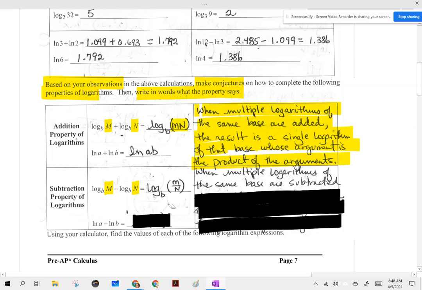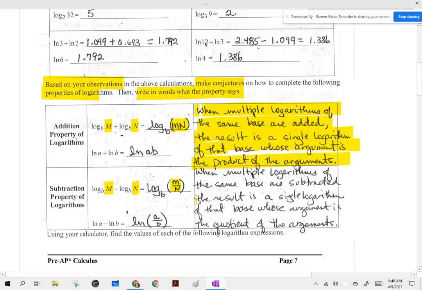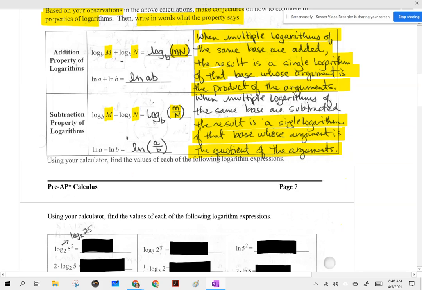So under the subtraction property of logarithms, here's our situation. Again, the bases are the same. When you're subtracting, those arguments are divided. So when multiple logarithms of the same base are subtracted, the result is a single log of the same base whose argument is the quotient of the arguments.